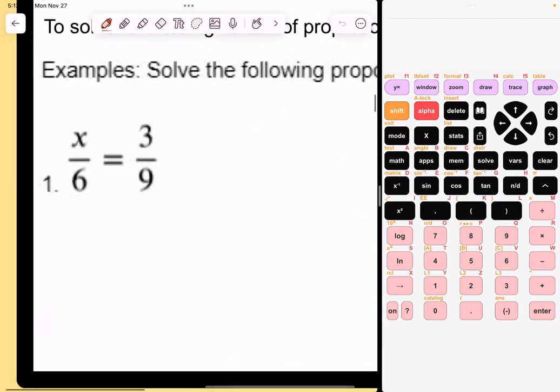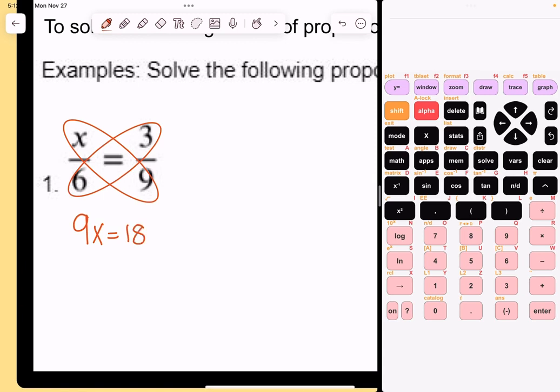Number 1, we could cross-multiply. X times 9 is just 9x. And 3 times 6 is 18. This is a simple one-step equation. To get rid of 9, since it's being multiplied, we divide. Cross that off. We would have x equals 2. All done. So that means 2 to 6 is the same as 3 to 9.